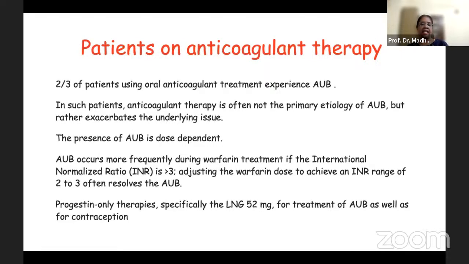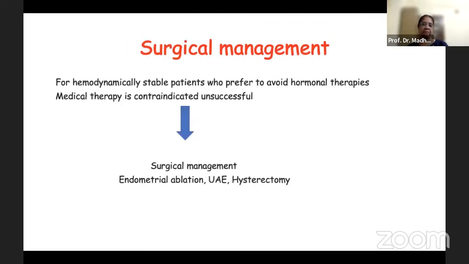As much as two-thirds of patients on anticoagulant treatment experience AUB. But this therapy is not the primary etiology of AUB. It exacerbates the underlying issue, and it is dose dependent. For example, if the patient is using warfarin and the INR is more than 3, adjust the dose so that the INR becomes 2 to 3, and this often resolves the AUB. And for patients on anticoagulant therapy, the LNG IUS can be used, both for AUB as well as for contraception.